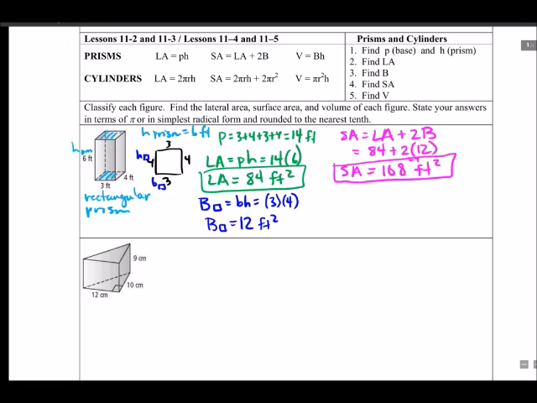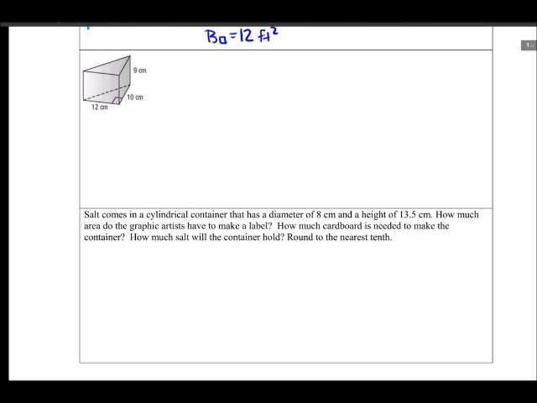Okay, next figure. First thing we're going to do is identify our bases, and I see them here. My 2 parallel congruent faces are on the top and the bottom. That makes this a triangular prism.